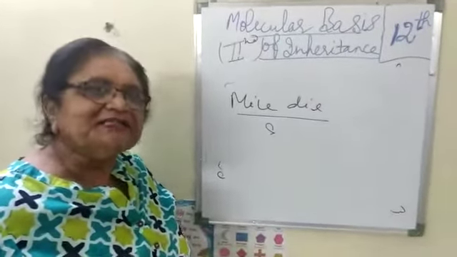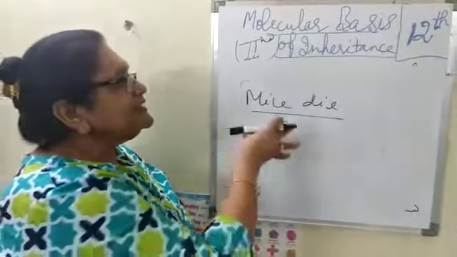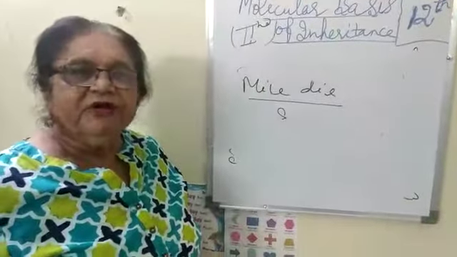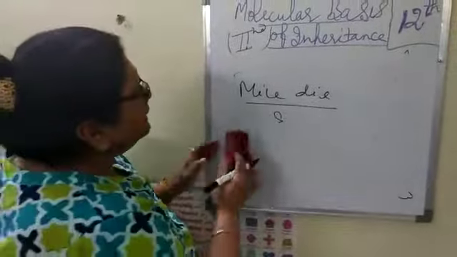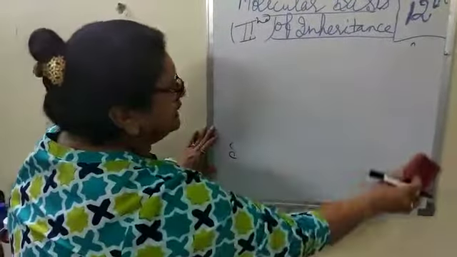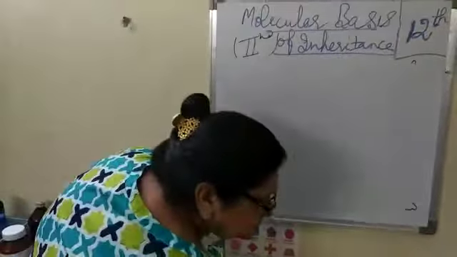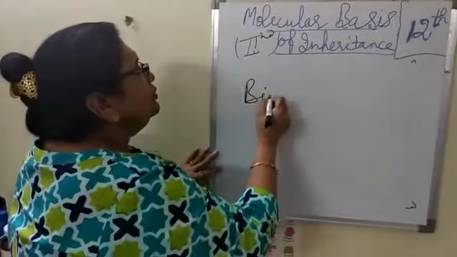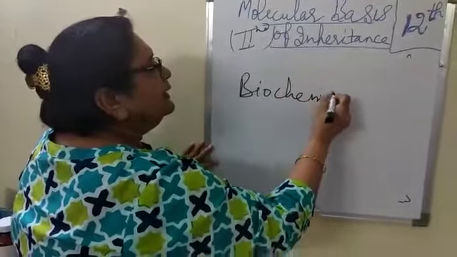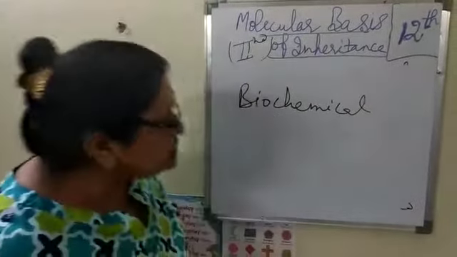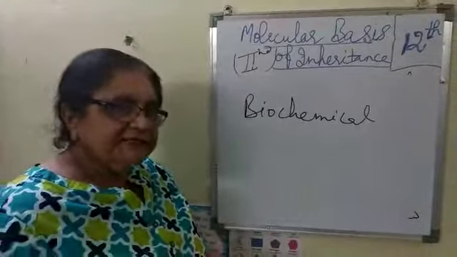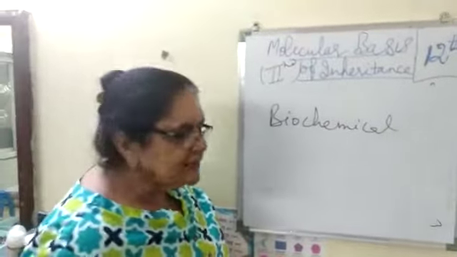Explain the Griffith experiment. This experiment was done by Griffith on Streptococcus pneumoniae, which causes pneumonia. Then comes the second topic according to NCERT, that is biochemical characterization of the transforming principle. This is the second subtopic given in the NCERT.